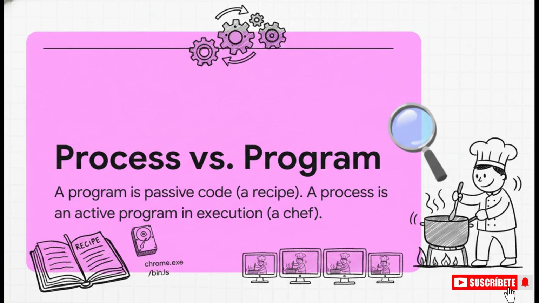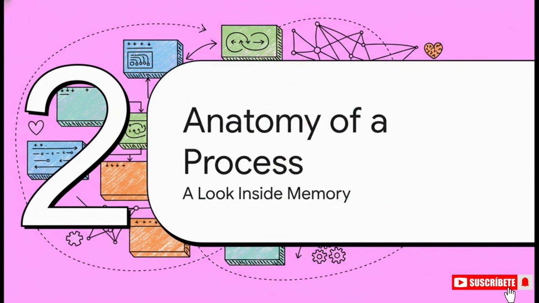A process, on the other hand, is active. It's alive. It's the chef, the CPU, actually grabbing that recipe and starting to cook. A process is a program in execution. You can have one program file, but you can launch it multiple times, creating multiple separate processes from that one recipe. Okay, so if a process is a program that's been brought to life, what does this living thing actually look like inside the computer's memory? Let's dissect one.